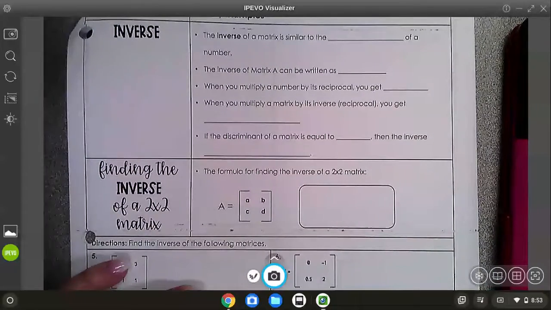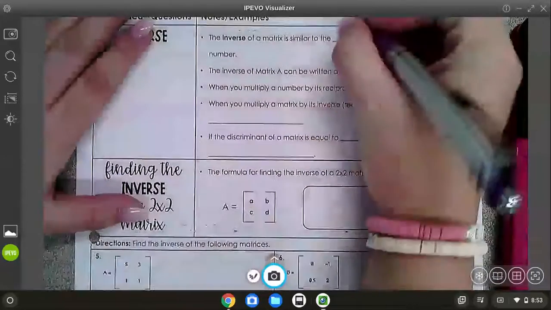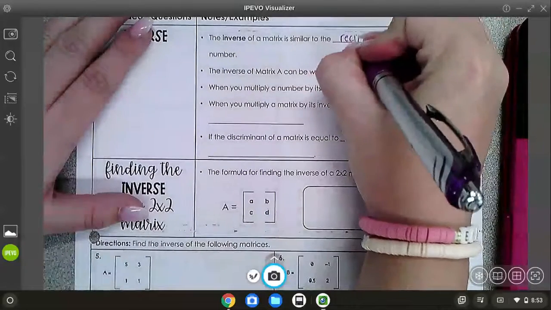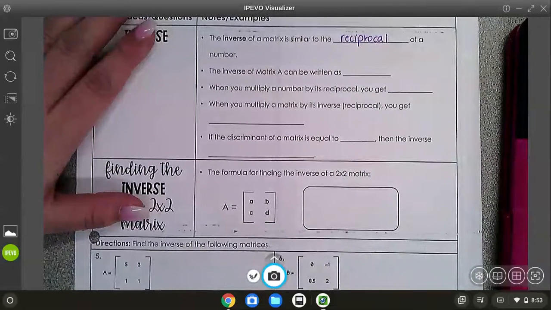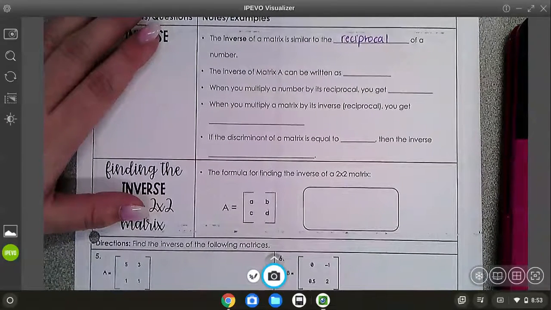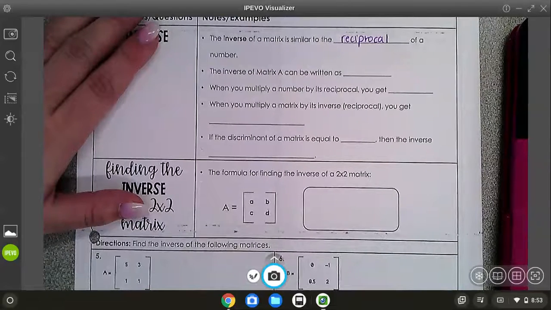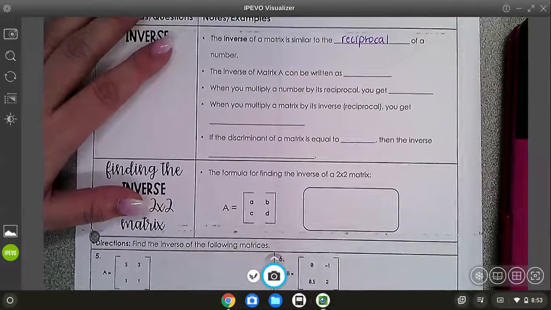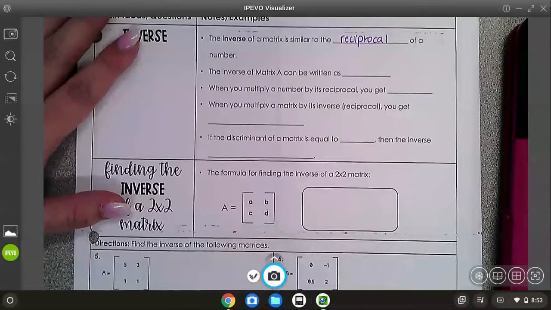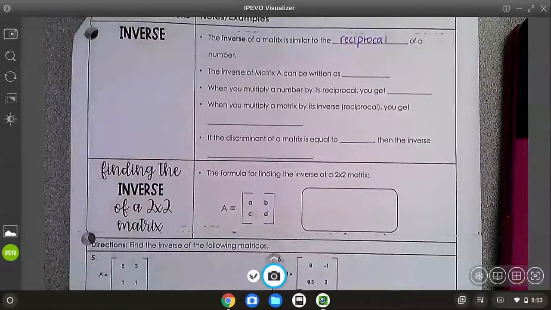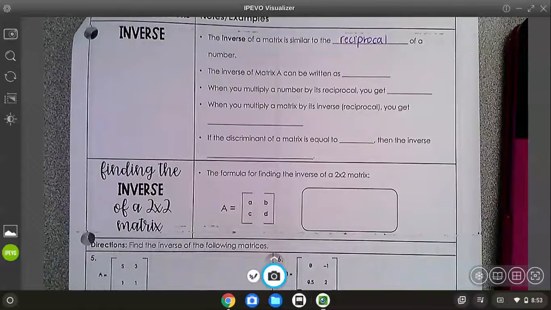So the inverse is similar to the reciprocal of a number. You've probably heard the word reciprocal. It's like the opposite. So like 3 and 1, not 3 and negative 3, 3 and 1 over 3. When you multiply those, you get 1. 7 and 1 over 7. You get 1 when you multiply them. Those are reciprocals. And we use those when solving equations.